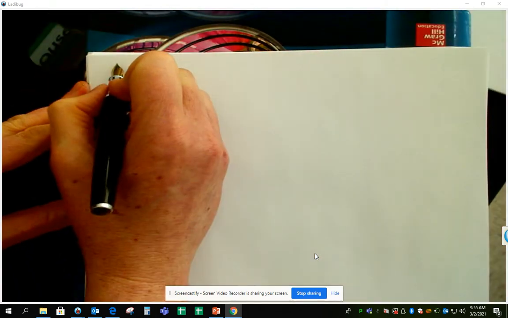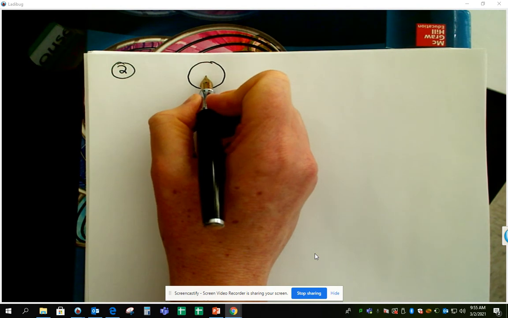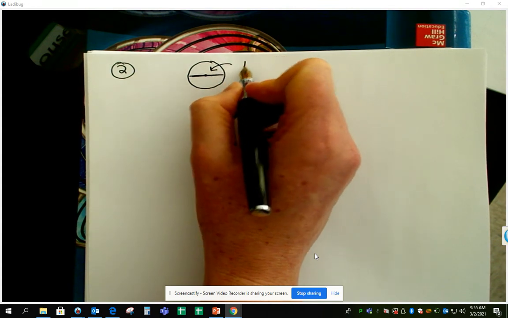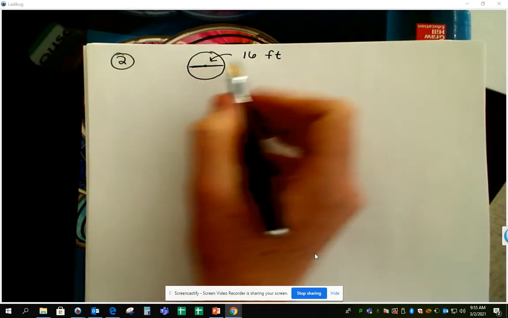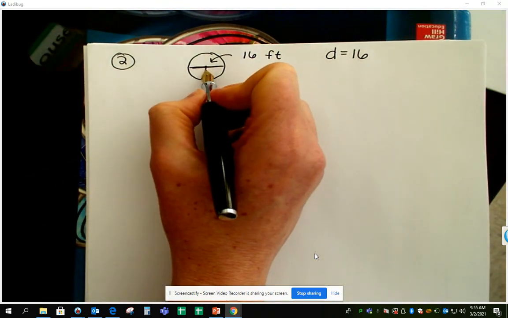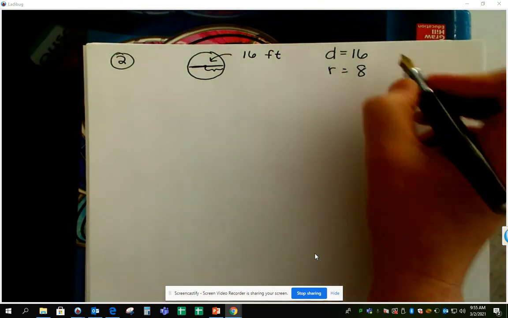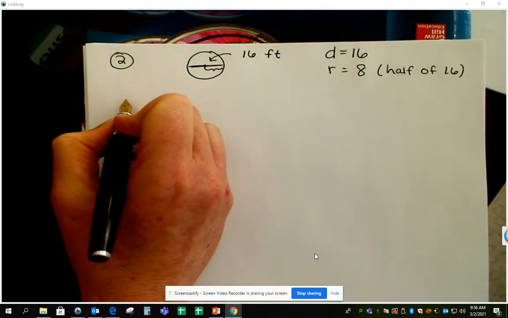So if you haven't tried one on your own yet, I would try this one. So we're given this circle, and here's the center. We have a line going all the way across the middle this time, and its length is 16 feet. That's a big circle. Okay, so first thing, pause and try this. Now you should be back checking your work. Notice that this is the diameter. So my diameter equals 16. So if my diameter is 16, what's the radius? What's half of that? The radius would be 8, right?